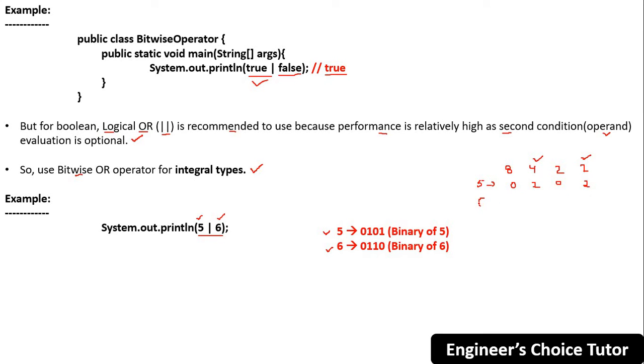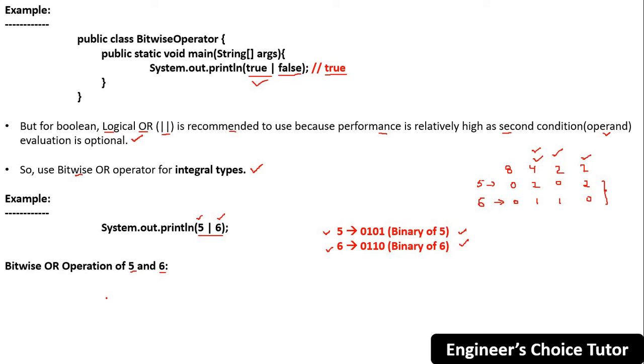And the binary for 6 is, how can you form 6? If I add 4 plus 2, then 6, right? So in the place of 4 write 1, in the place of 2 write 1. The rest of the places will be 0. So this is the way to know the binary of 5 and 6. Is this clear? Now you know the binary. Now you have to perform the bitwise OR operation between 5 and 6. Fine.